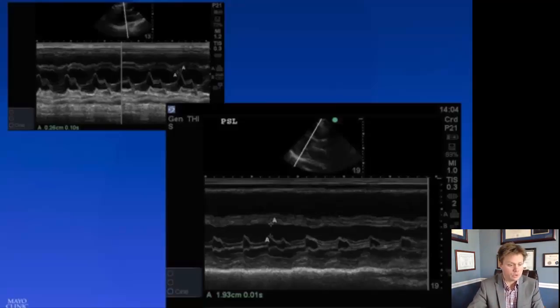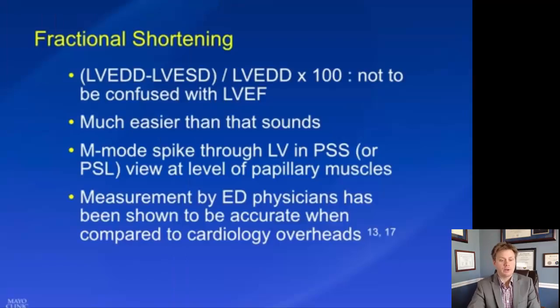So here in these two examples we see a normal E-point septal separation in the top left and an abnormal one in the bottom left, where it is coming within about 2.6 millimeters in the normal heart and then 19 millimeters in the abnormal heart. Next method is called fractional shortening. So this basically asks the question of by how much does the left ventricular cavity change between the systolic and diastolic phases. It's not to be confused with the ejection fraction itself, but if you multiply it by 100, it'll give you a rough estimation of it. And it's a lot easier than it sounds.